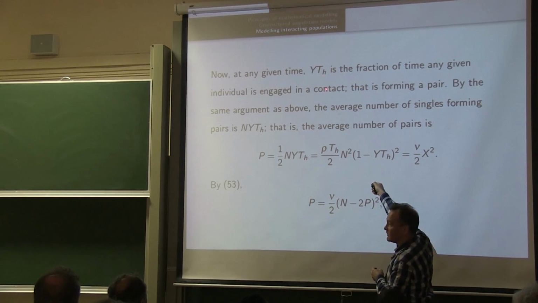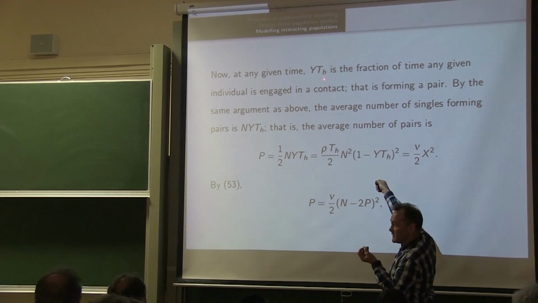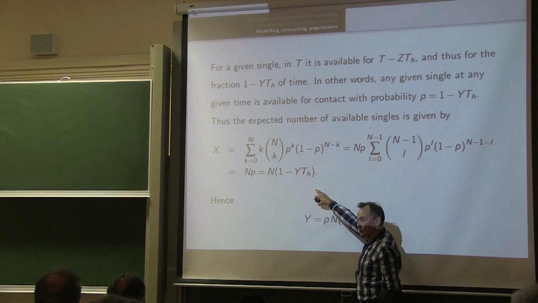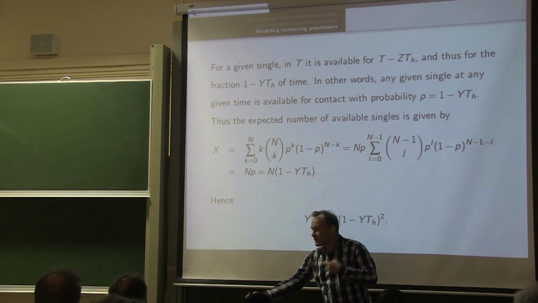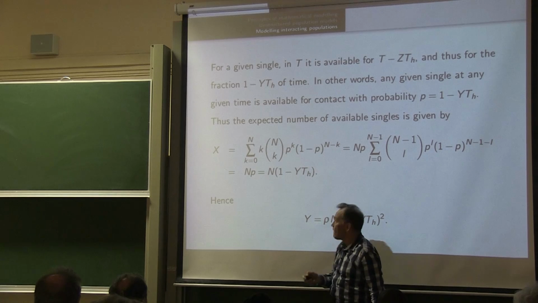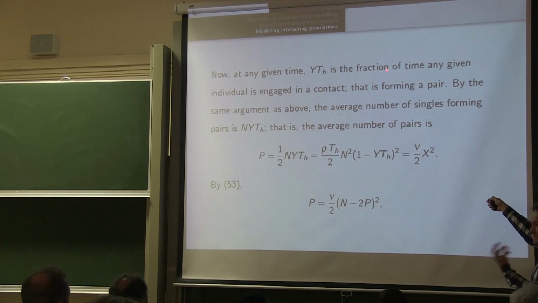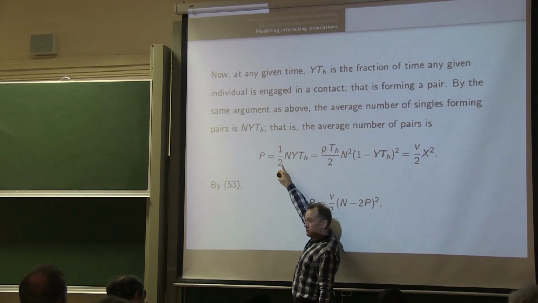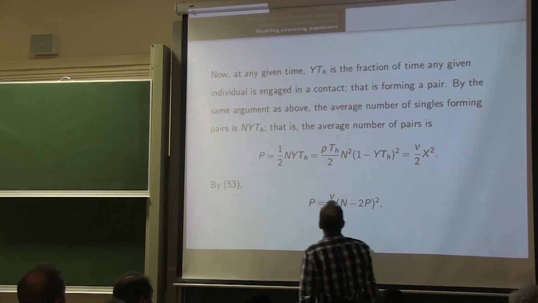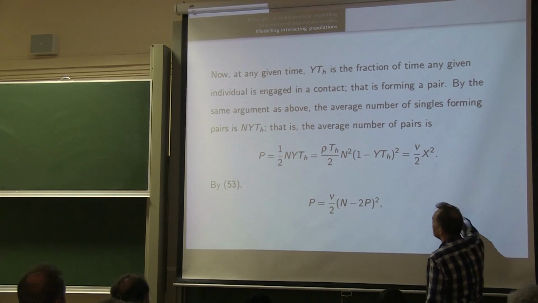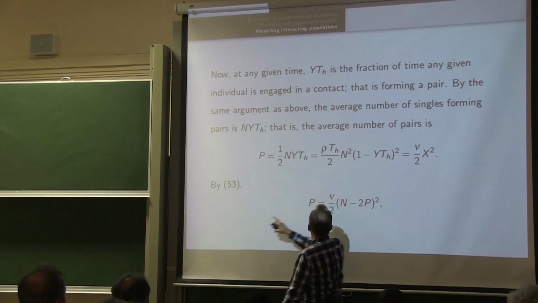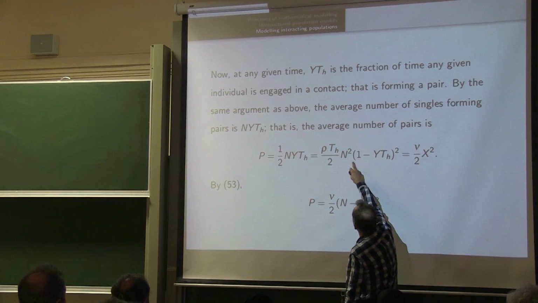You are engaged in this activity on average during this time, so using precisely the same argument, I can move from frequency in time to frequency in population. So the average number of singles forming pairs is precisely the total population times the fraction of time a given single is engaged in forming a pair. And of course, because I am looking at pairs, I have to multiply everything by half. Okay, and then after algebra, I obtain the number of pairs. So I have something like that.